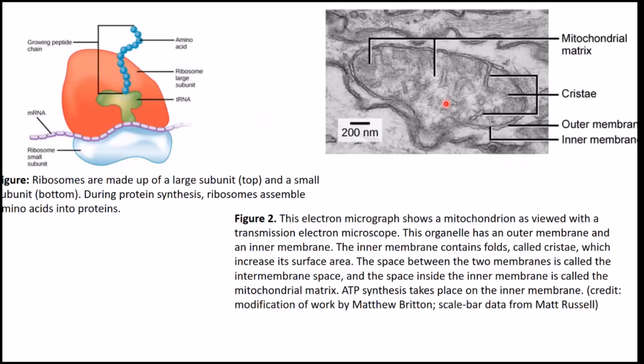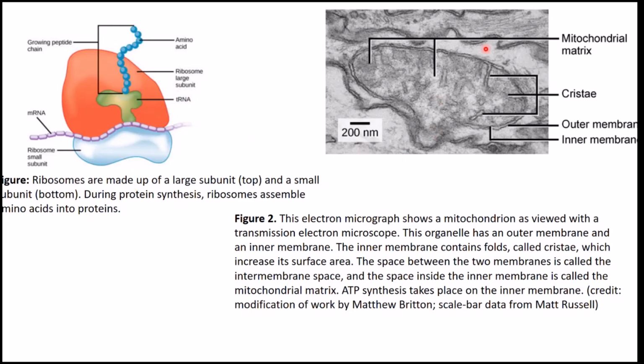Then we were stopping here last time on the ribosome, which is made up of a large subunit and a small subunit. Then there will be the growing peptide, amino acids, ribosome subunits, transfer RNA and messenger RNA.